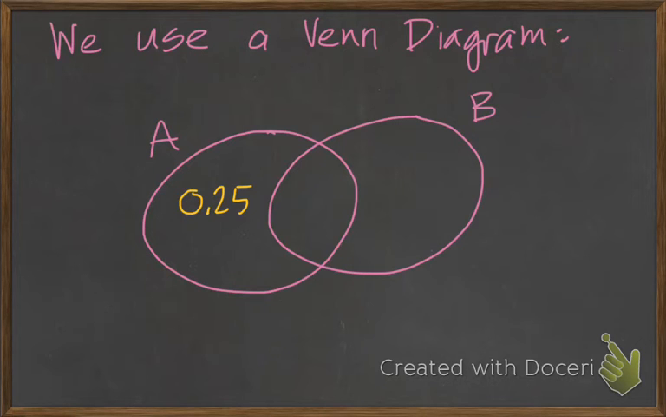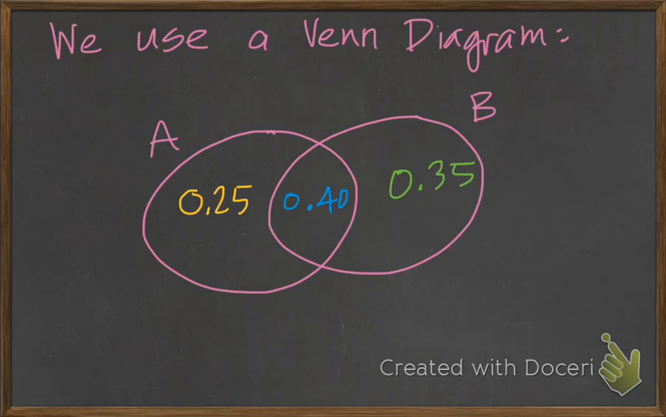We're also told that A complement is 35%, but since everything is contained in A and B, that leaves the 35% to be in the part of B that doesn't overlap A. Since we know both A and B, or A or B put together, their union is 100%, that must mean the overlap is whatever's left. So 0.25 plus 0.35 adds up to 60%, so 40% is left in the intersection.